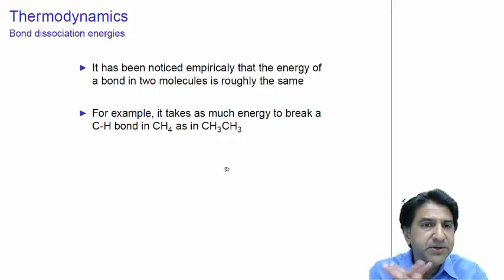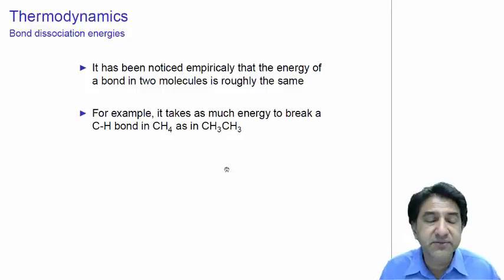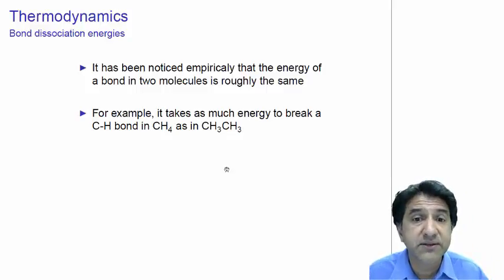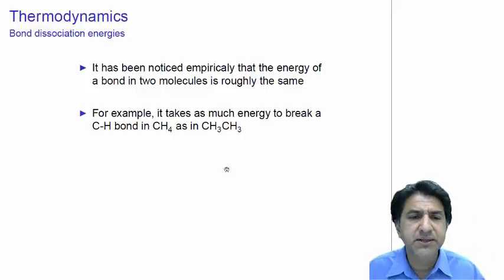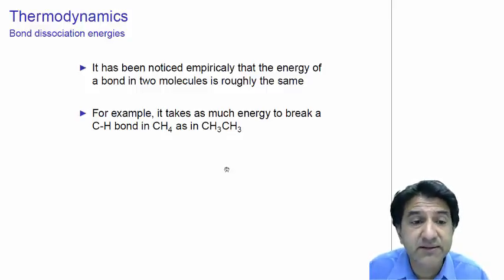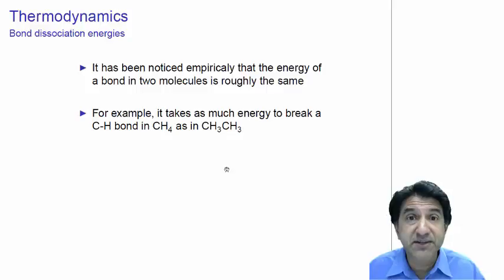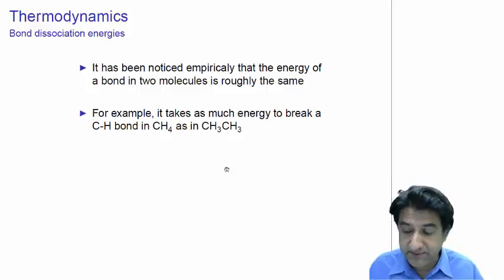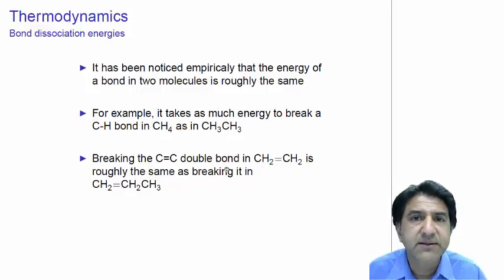Empirically it's been noticed that the energy of a particular bond in two molecules is roughly the same. What do I mean by that? Let's consider methane, CH4, and ethane, C2H6, and let's look at the CH bond in both of these molecules. It turns out that they're very, very similar in energy. In fact, that's why we think of a CH bond as a thing. If CH wasn't so similar, we wouldn't call it a CH bond. But it goes further than that.